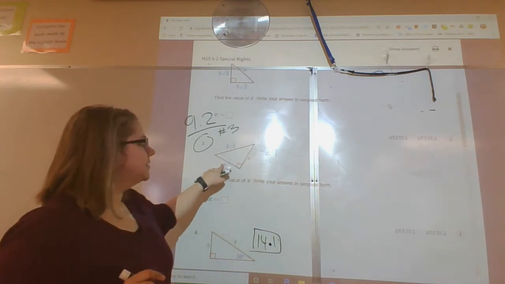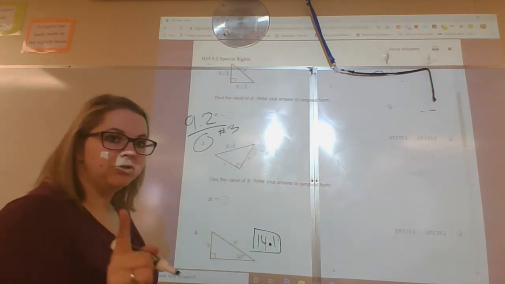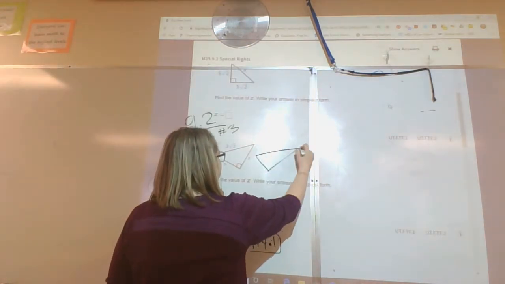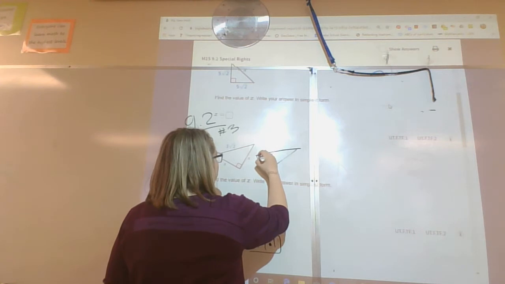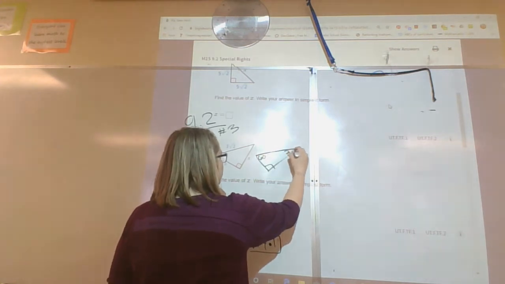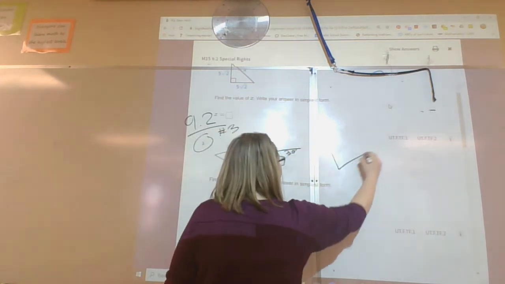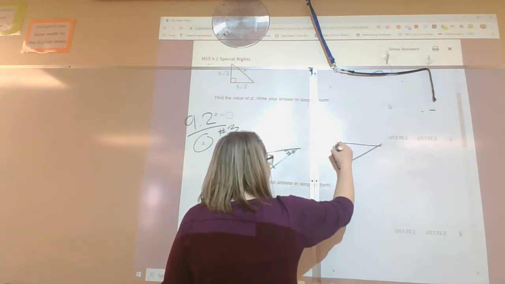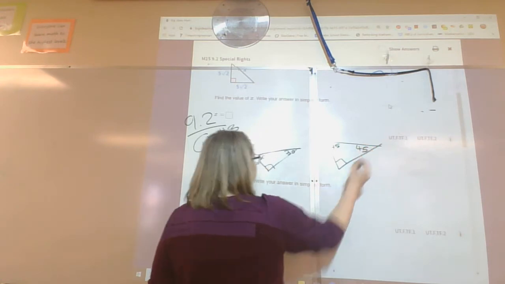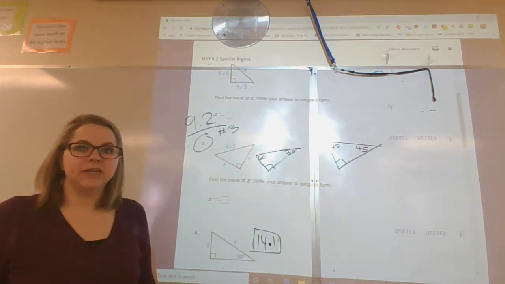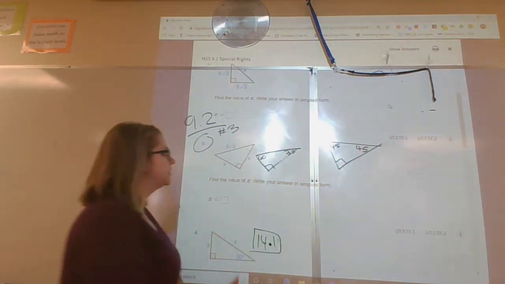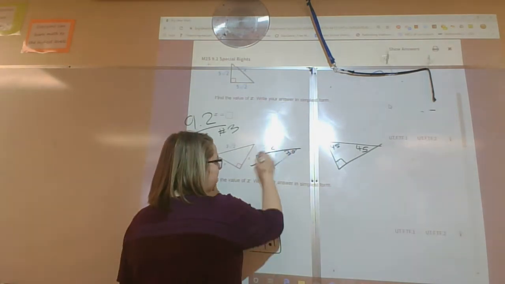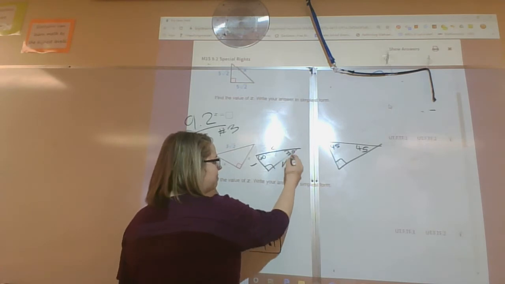So I know that since these are the same, I have two different types of triangles we can look at. I have a 30, 60, 90 triangle, or a 45, 45, 90 triangle. My 30, 60, 90 triangle has the side lengths: 1 is my shortest side, 2 is my longest, my hypotenuse, and the square root of 3 is always by my 30 degrees.